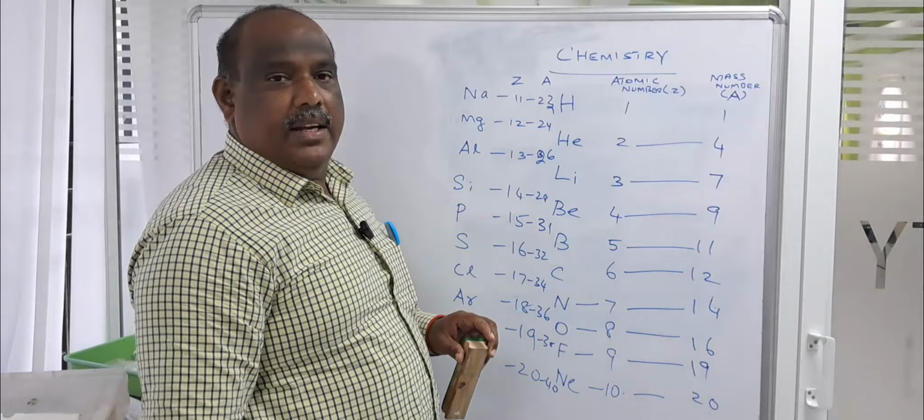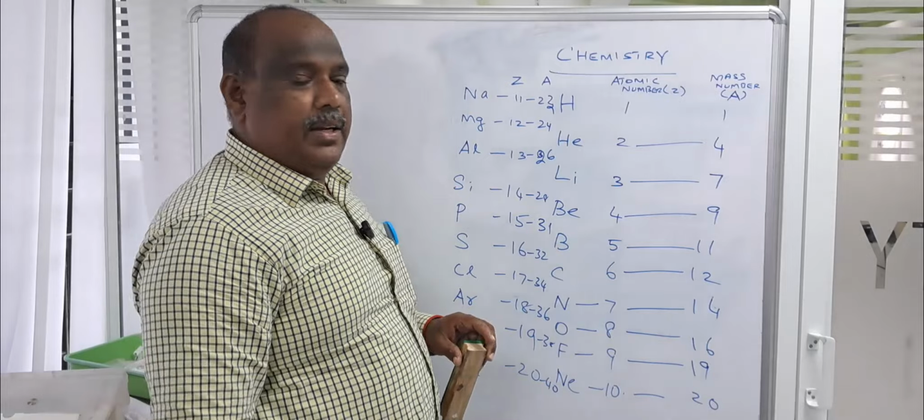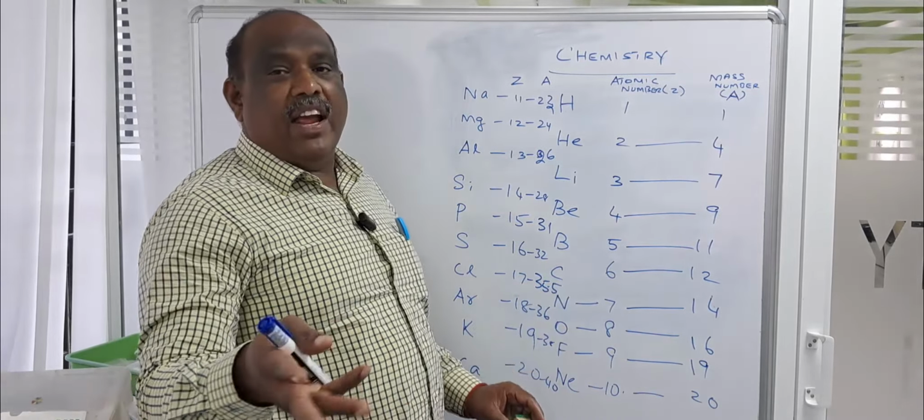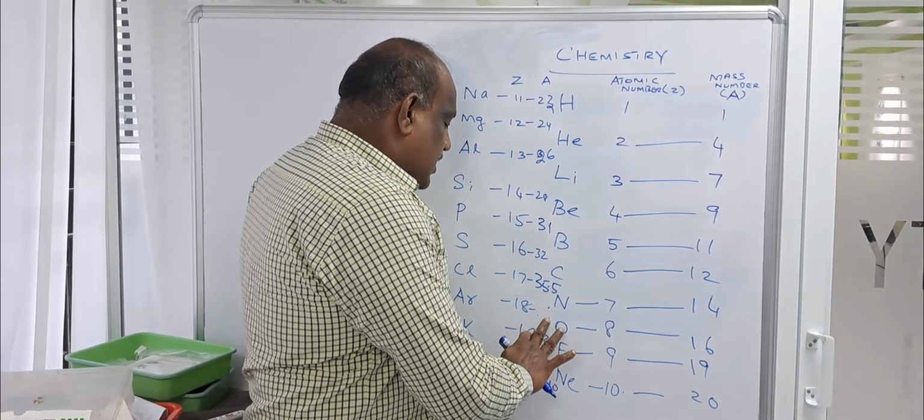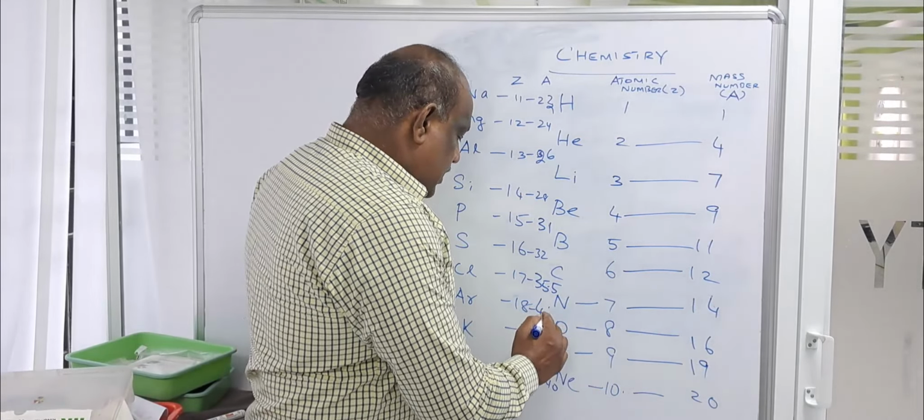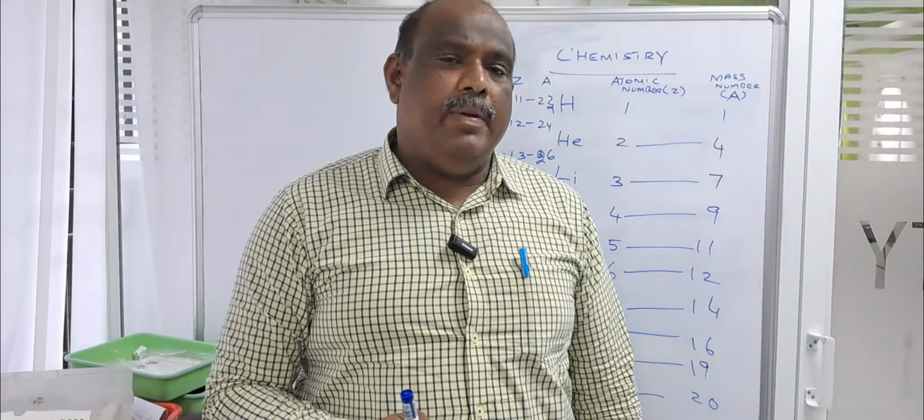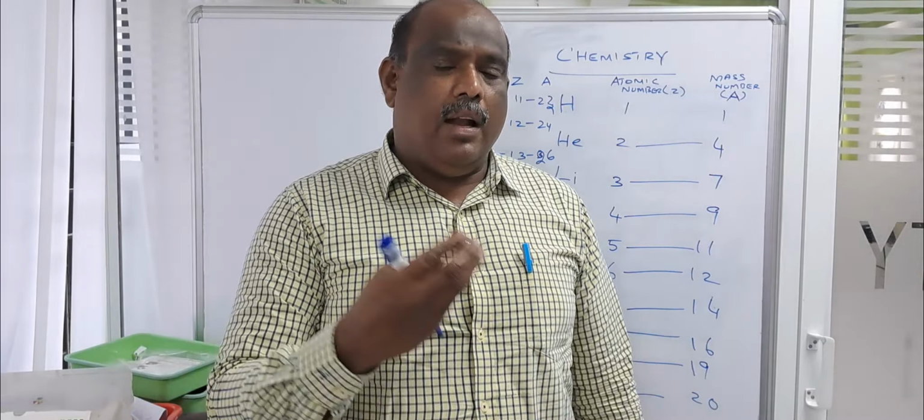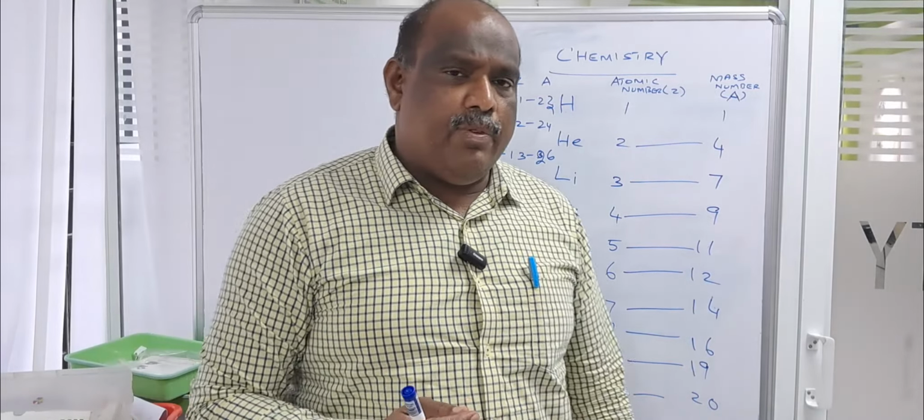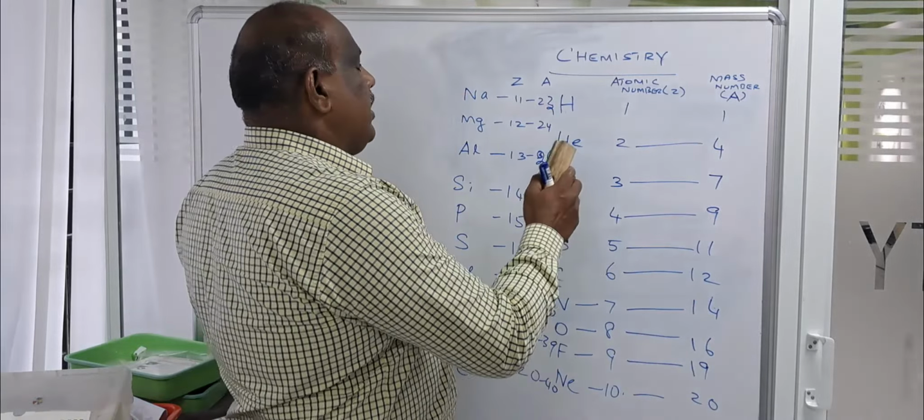But the general thumb rule is twice. Even I have to make some changes. For phosphorus, the mass number is 31. For chlorine, it is not 34, it is 35.5, which means there can be some fraction also. For argon, it is not 36, it is 40. Potassium is 39, whereas calcium is 40. So don't worry about the numbers. What I mean is that the mass numbers will be almost twice the atomic number, but there will be some slight variation, which you can get from your periodic table.